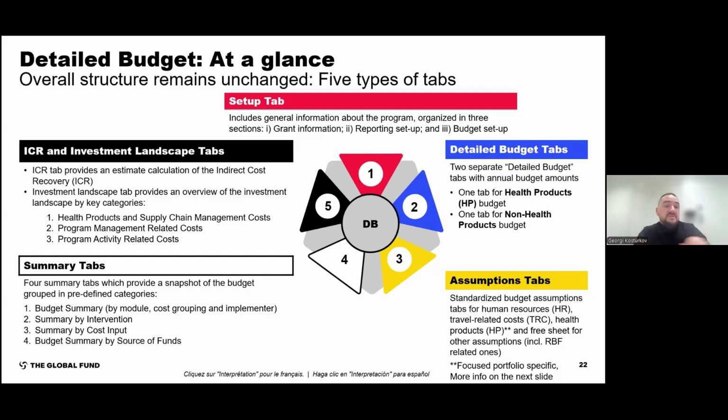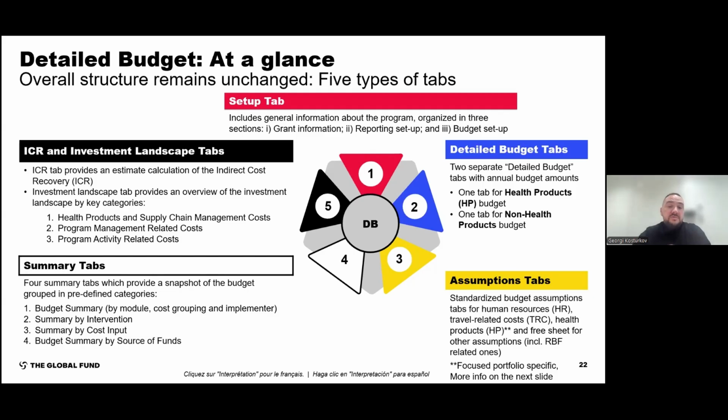The summary tabs continue to be the same. We have a budget summary tab by module, cost grouping, and implementer. But the summary tabs also go one level down, and there's also a summary at intervention, cost input, and source of funds. Then there are the budget tabs.